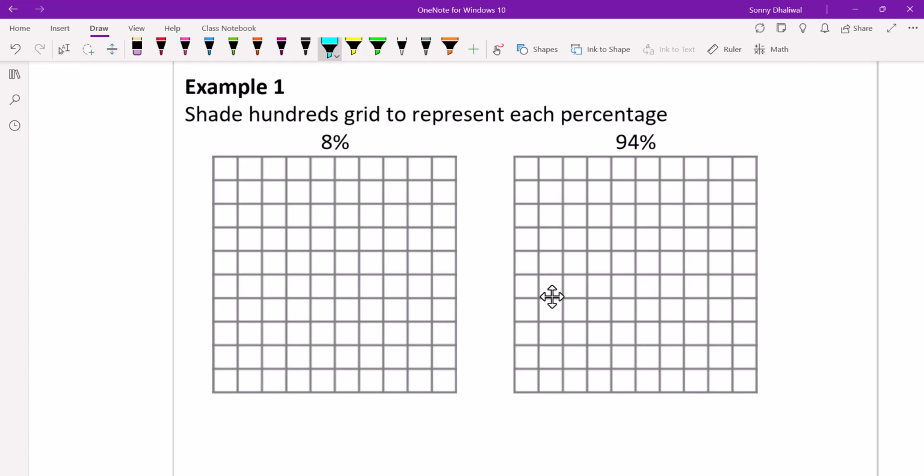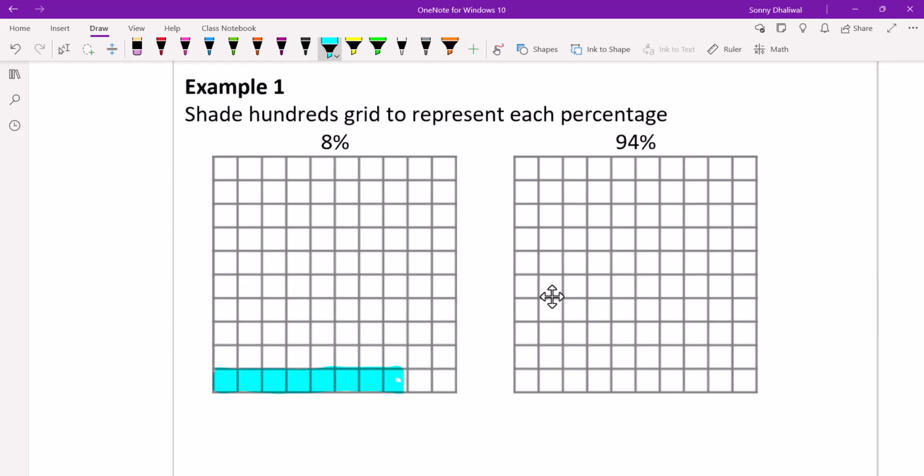How many boxes do we shade in, Lucas? 8. 8 and then 94. Now, we're going to shade in 8 boxes. It doesn't matter which 8 you shade in. I like to shade in the bottom ones. You can shade in the top ones. You could randomly pick 8, that would work, but it's just a little bit of a pain. It's easier to just go in a line. So 8, right there. Boom.